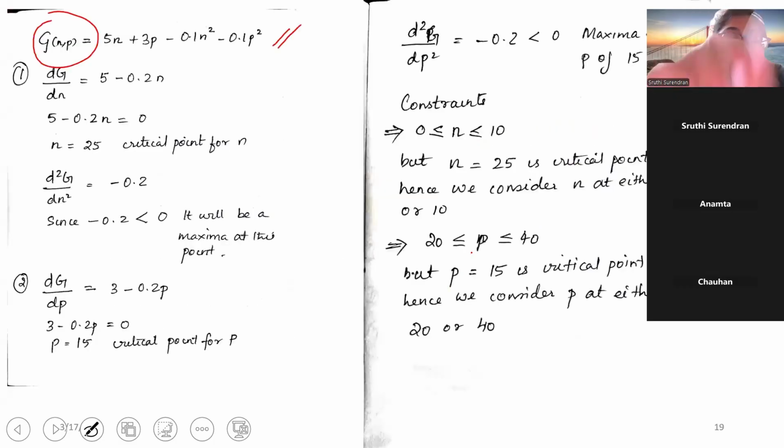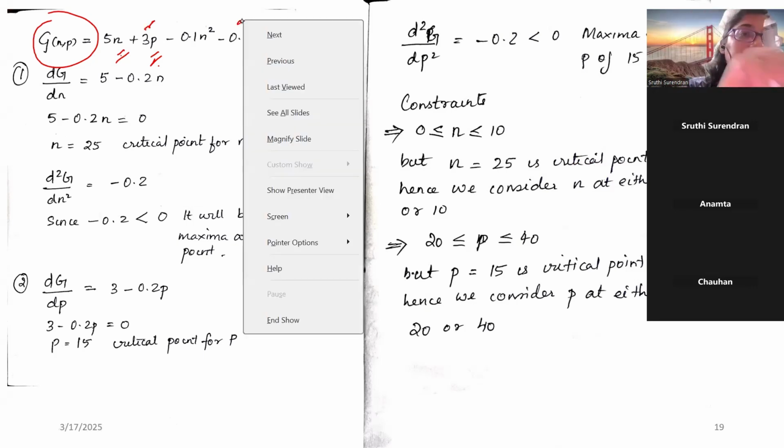So first we write the equation of plant growth, and then we find the first derivative of G with respect to N. Since we have two variables over here, we have to find the partial derivatives, that is, the derivative of this function with respect to N also, and with respect to P also. So when you find the derivative of G with respect to N, this is going to be a constant. This is also going to be a constant.